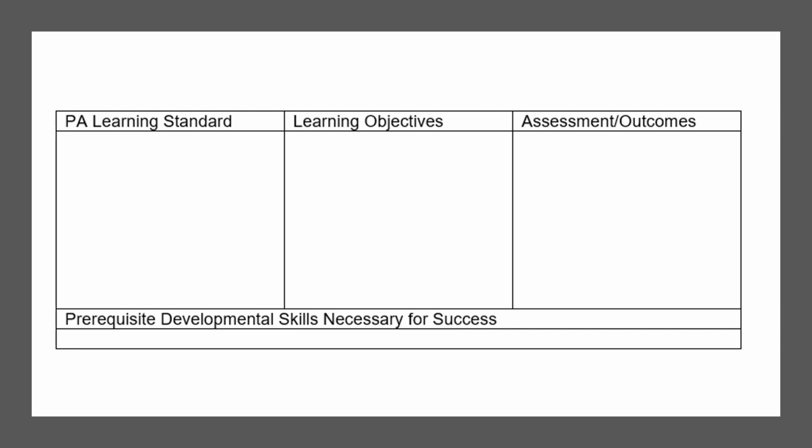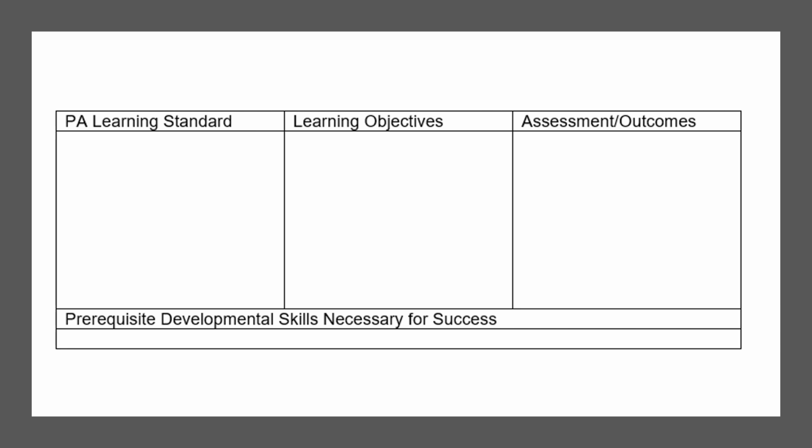What you see on your slide now is what I call the trifecta. This is your Pennsylvania Learning Standard or Common Core, depending on which age group that you are planning for, your learning objectives, and then your assessment and outcomes. And then underneath is a section for prerequisite developmental skills necessary for success. All 4 of these blocks work together.